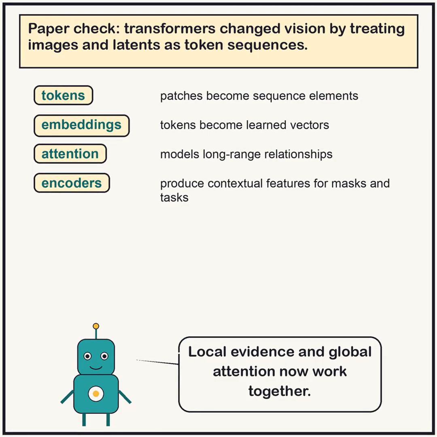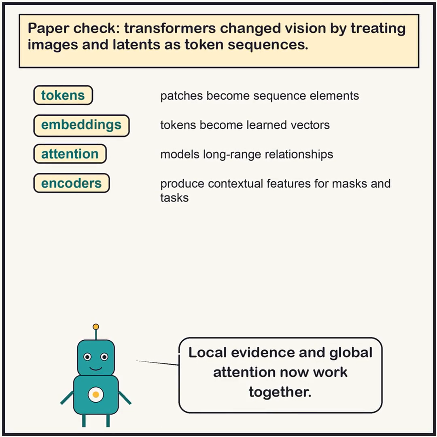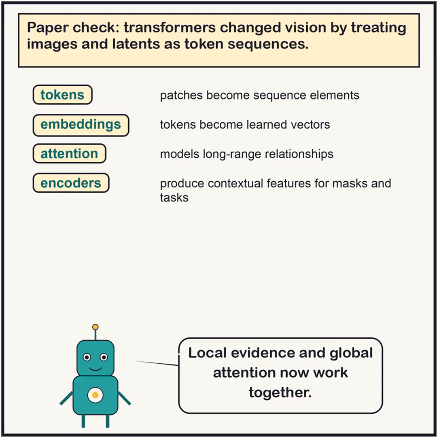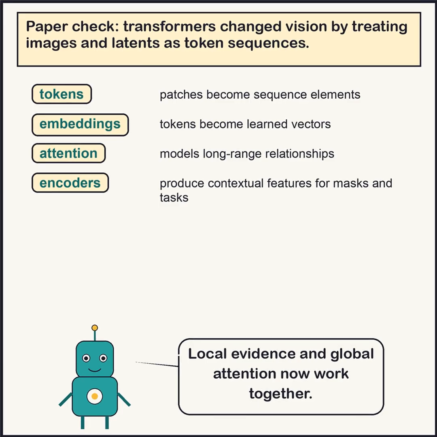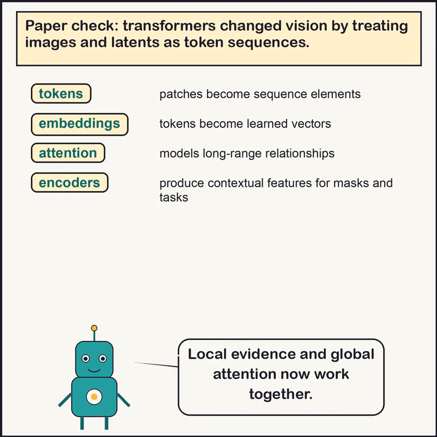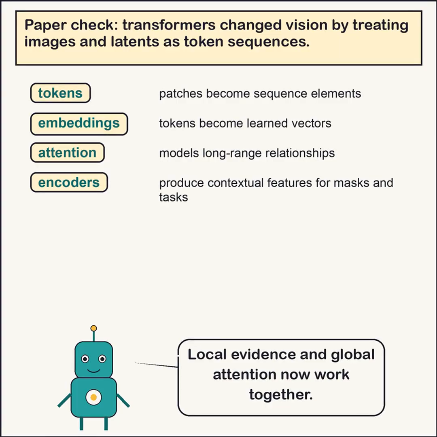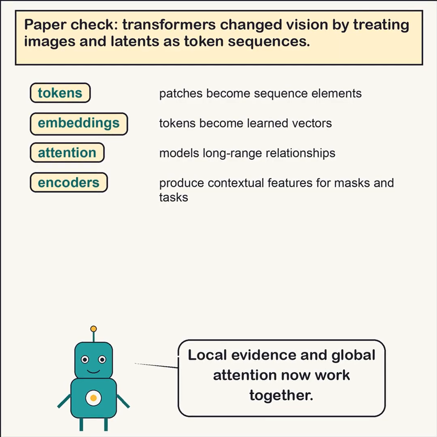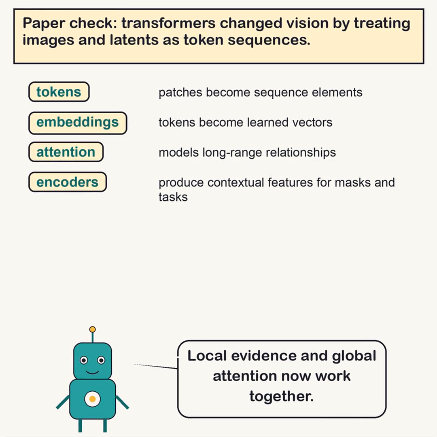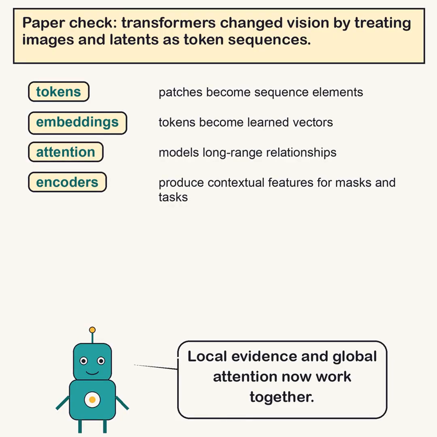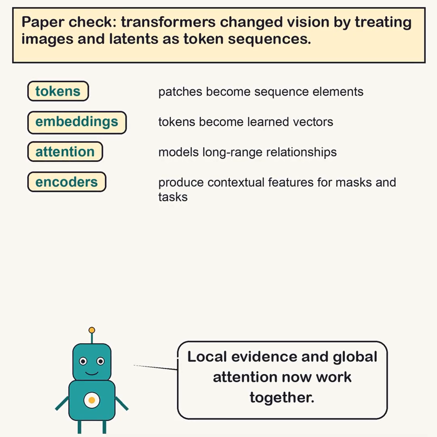The transformer paper matters to vision because images and latents can be tokenized into sequences. Patched tokens become embeddings. Attention models long-range relationships. Encoders produce contextual features that downstream decoders use for masks, generation, and other tasks. Transformers fit the story because attention generalizes the journey from local clue to global scene.